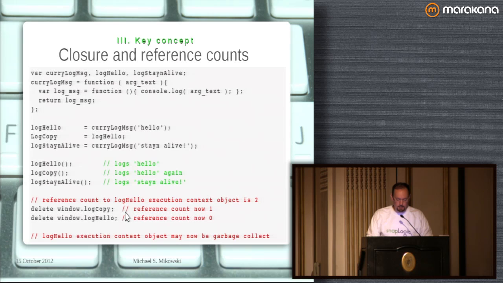I delete the log copy, and I delete one reference to the execution context object, but there's still one remaining. It's only when I delete the second and final remaining reference to that execution context that it becomes available to delete. This is kind of a contrived example, but you actually see this in real life. You need to be real careful about cleaning up all your references to objects, or you will get memory leaks. And if you don't believe me, go ahead and use IE6 for a little while and do some JavaScript attributes on a DOM object.